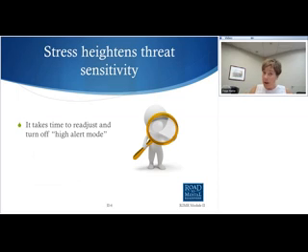The next thing that we know is that stress heightens threat sensitivity. So it takes time to readjust and turn off high alert mode. So what I really like about the change in this slide is that we're not just talking about the high alert mode for military members.